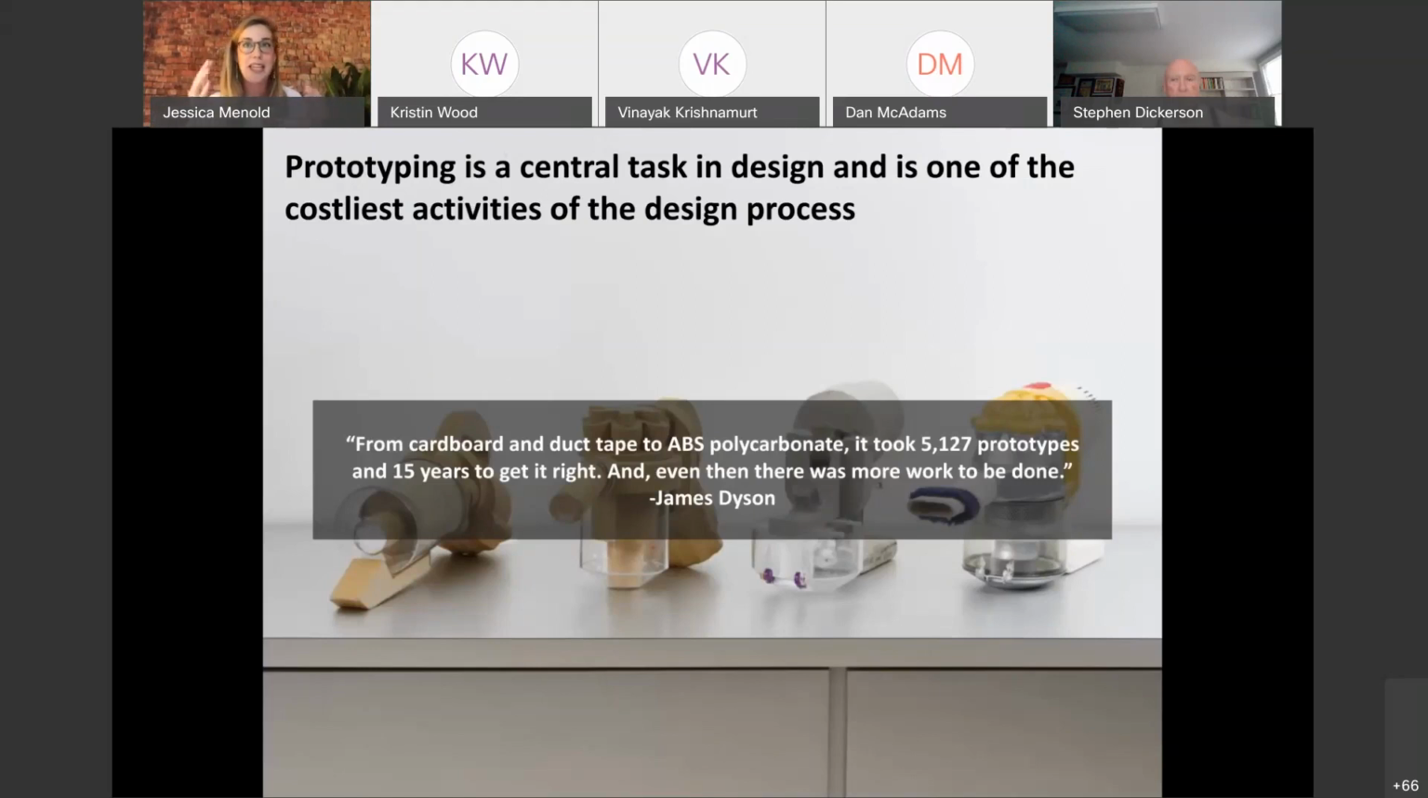And taking the financial capital to make 5,000 prototypes is simply infeasible. And so it's really critical that we start to understand the cognitive processes designers are engaged in during prototyping, so that we ultimately might be able to increase the efficiency and effectiveness and reduce the overall costs of prototyping efforts.